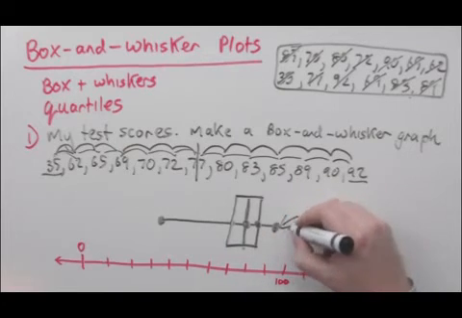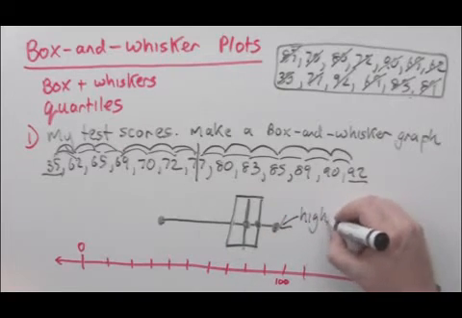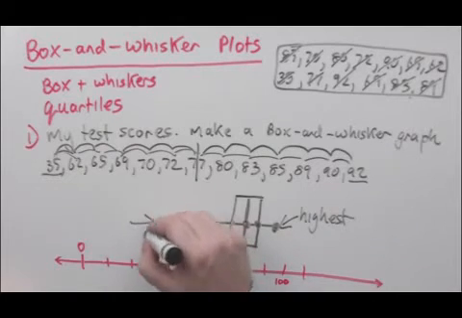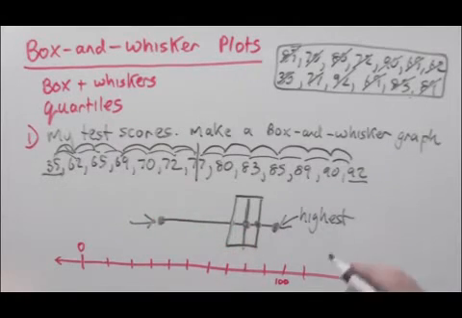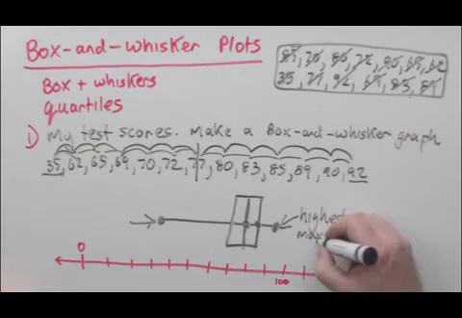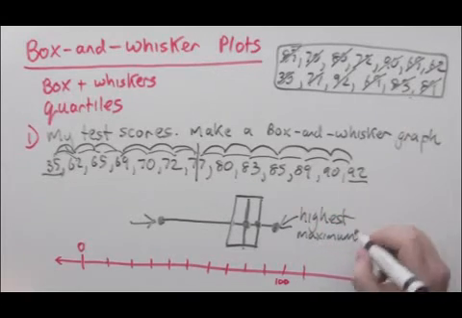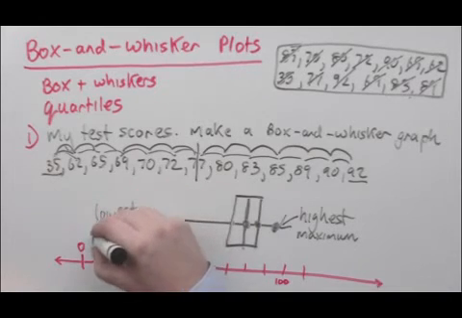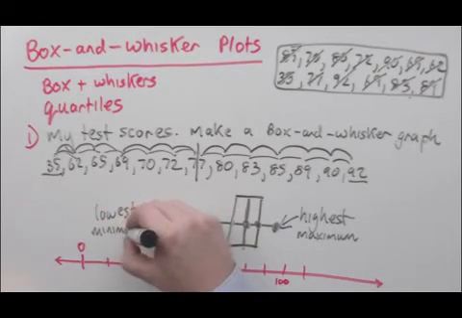This is called the highest number, also known as the maximum. This is the lowest number, also known as the minimum, of my box and whiskers.